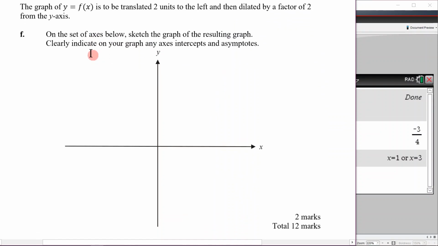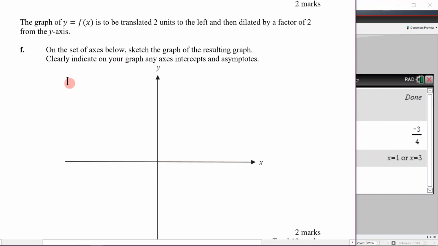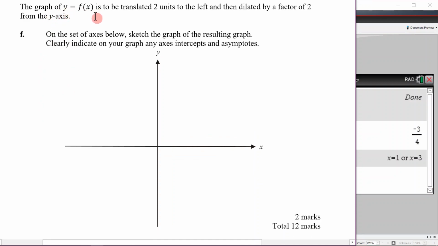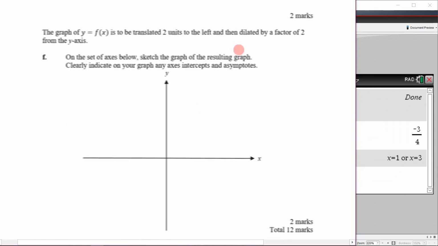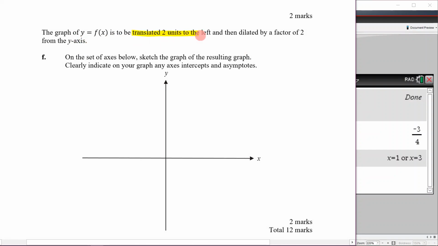Last one. The graph of y equals f of x, let's get our highlighter out because I see some important things here, is translated 2 units to the left and then dilated by a factor of 2 from the y-axis. Okay, so let's just figure out what exactly this is going to look like after those have taken place.